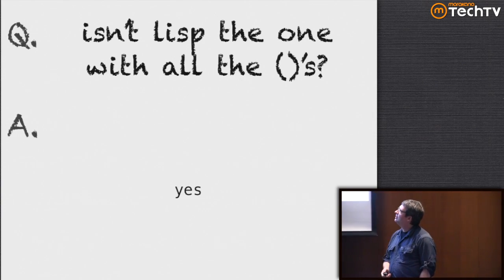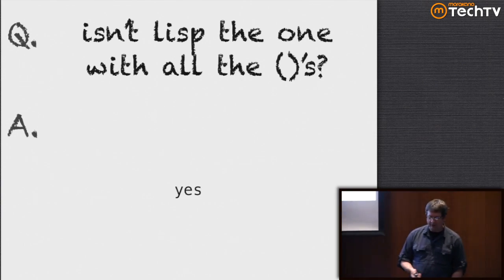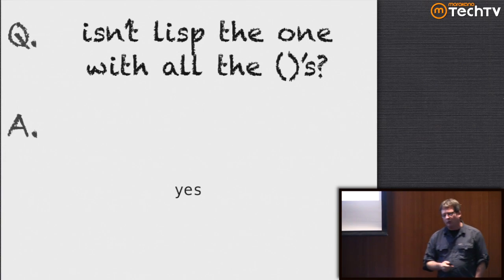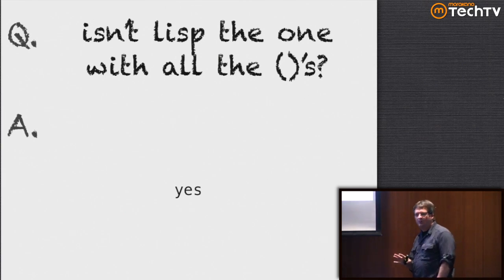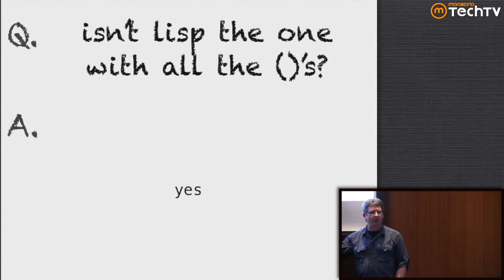And the last thing here is that it is a Lisp on the JVM. So isn't Lisp the one with all the crazy parentheses? Yes, it is. Which brings up kind of an interesting point. People don't like to read Lisp code because it looks like it comes from another planet.